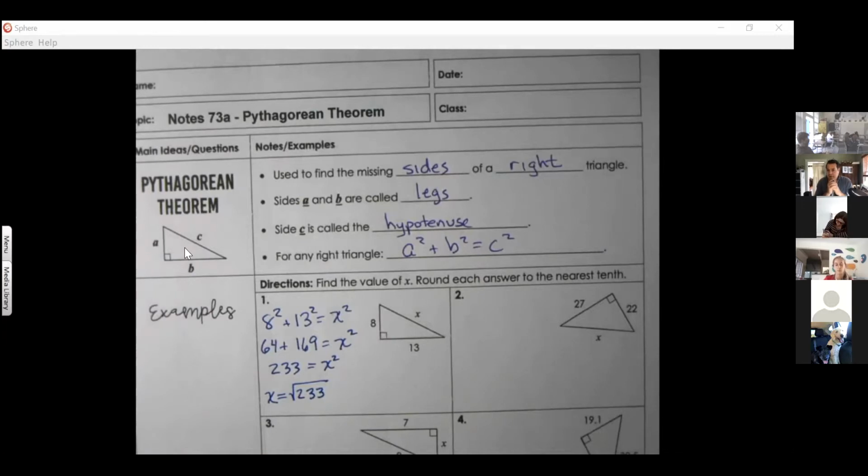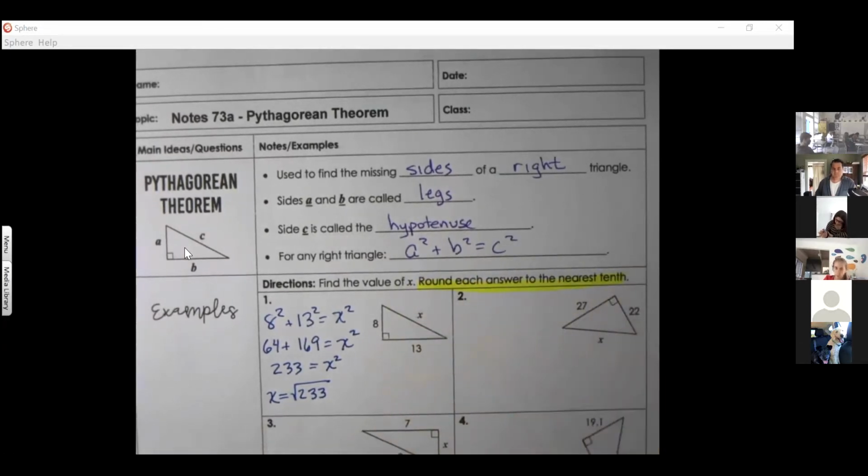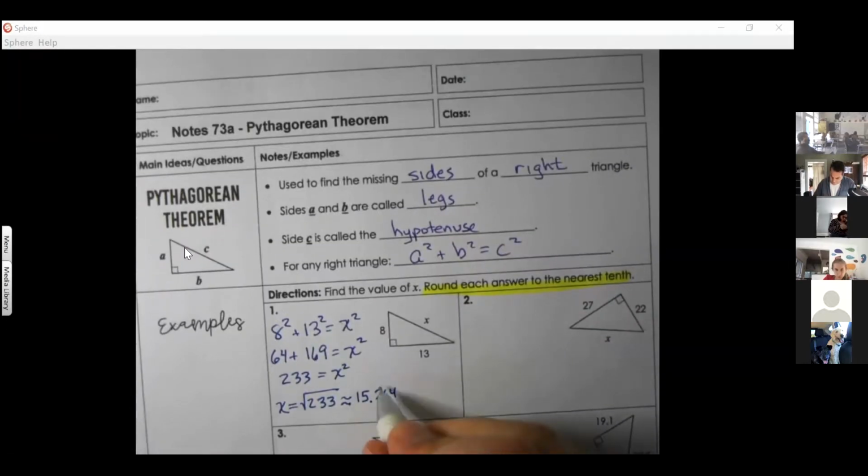Could I simplify that using the tools we've learned about? Maybe, but in this case, it specifically says round each answer to the nearest tenth. So I'm going to use a calculator instead. I'm going to plug this into a calculator, and it's going to give me that it's approximately equal to 15.264 something, something, something. And again, this asked me to round to the nearest tenth.